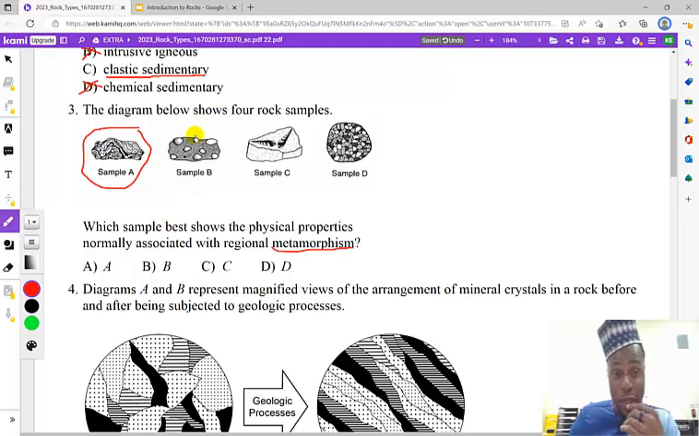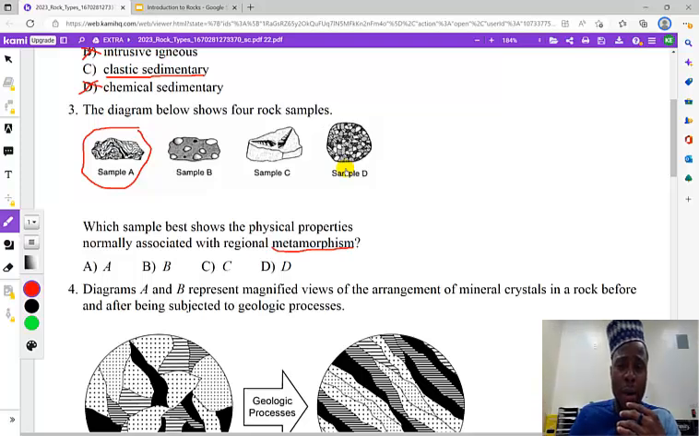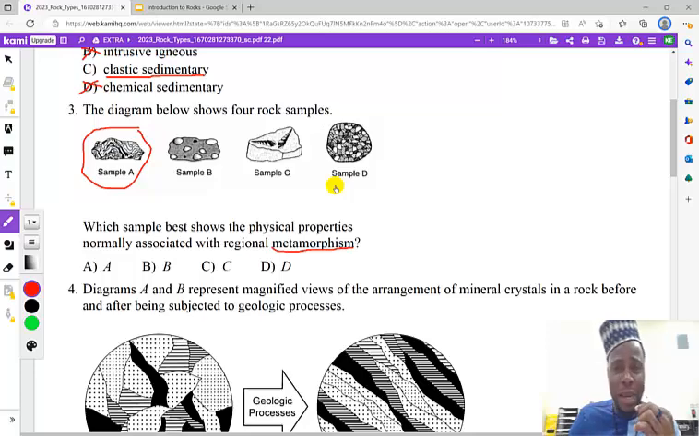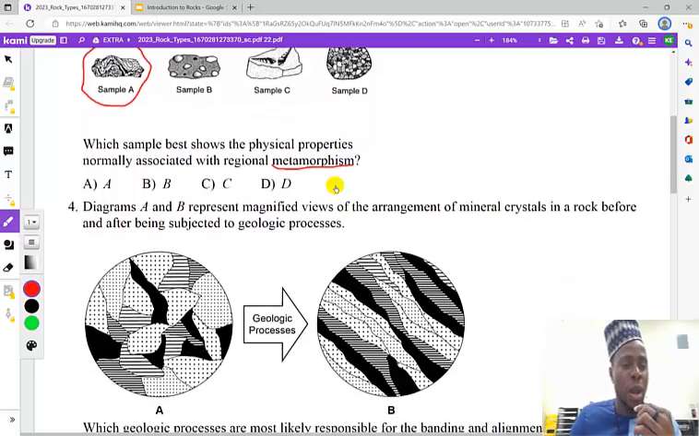All right, option B does not show any mineral alignment or any sign of metamorphism. It's typically a sedimentary rock because I see pebbles and other grains or particles of other rocks in there. Option C is definitely also a sedimentary rock. I can see it has some fossils. And sample D does look like an igneous rock. Definitely not metamorphic because it does not show any mineral alignment or banding.